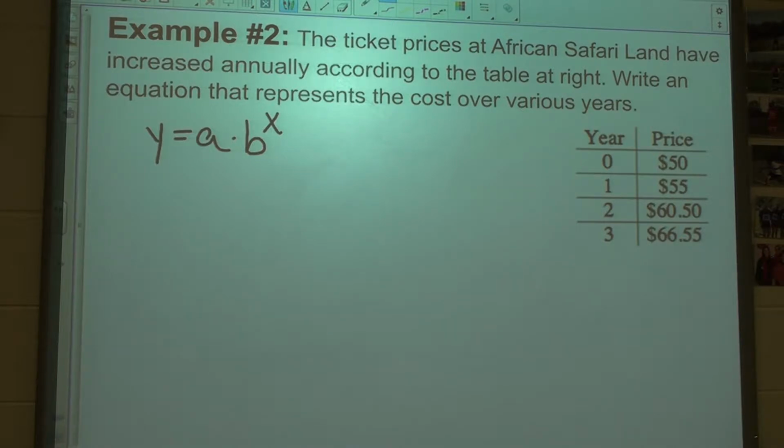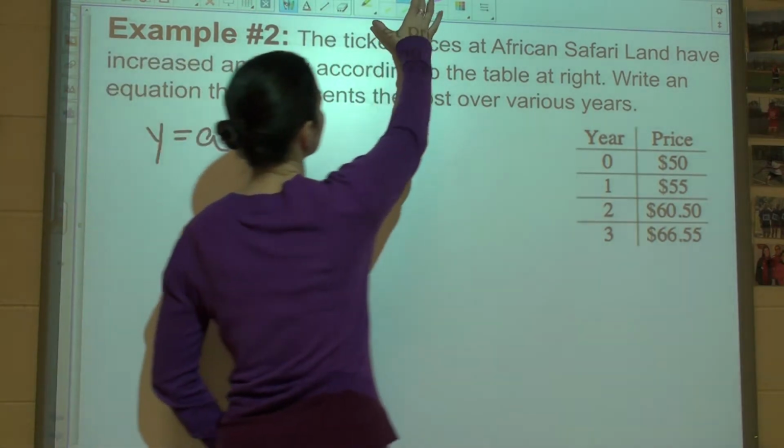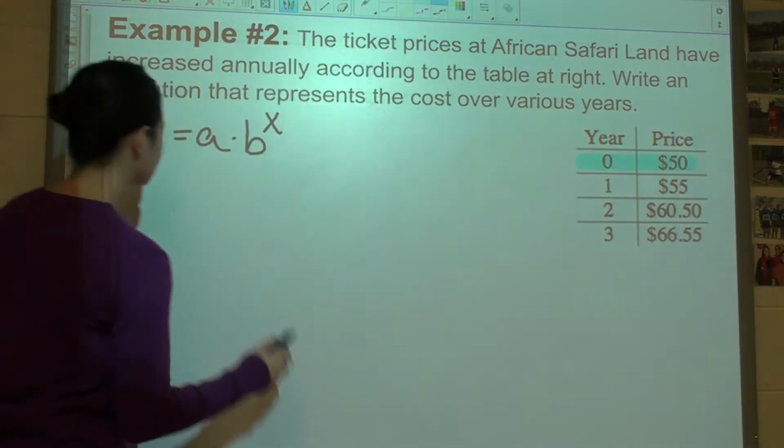A is always our initial value. So for year 0, that's going to be my initial value. So we're going to go ahead and look at our table, and we can see that our initial value is 50. So that's going to be my a.